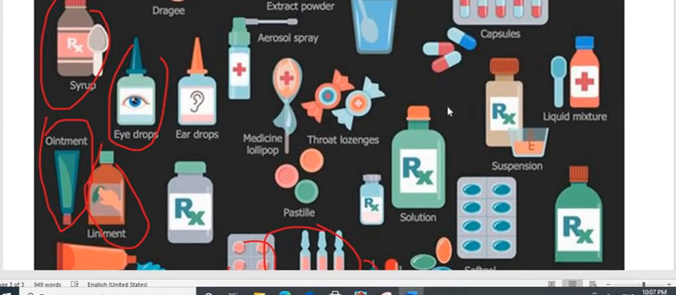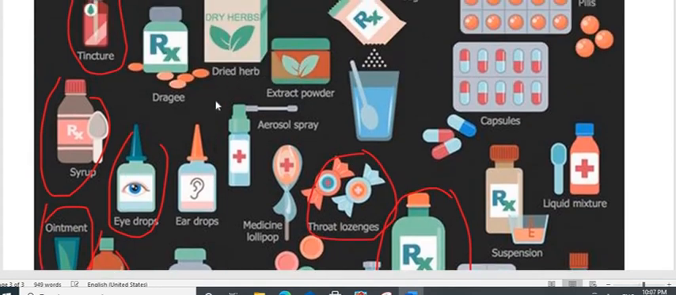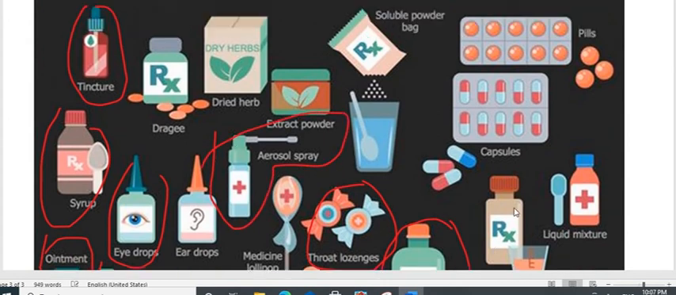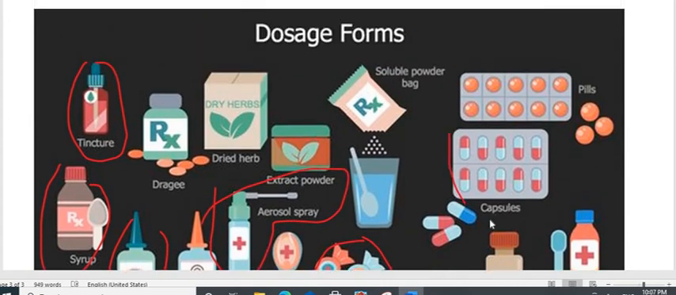Now we go through the solution. So this is the solution. This is the lozenges. This is the aerosol, with which we insert the drug in the nose region. This is the capsule that we already went through. And these are the pills, in which the drug is semi-solid in nature. So this is all about the different dosage forms of the drug.